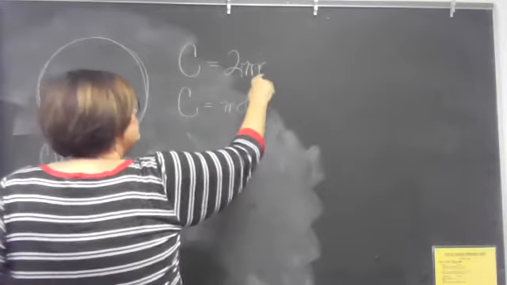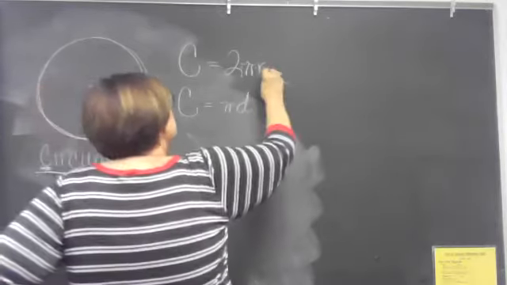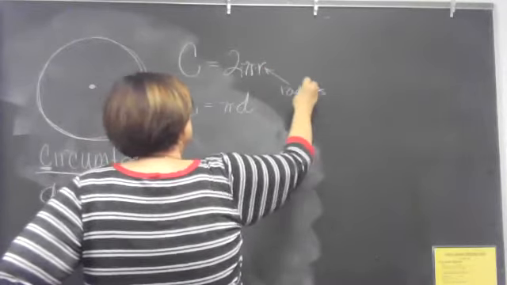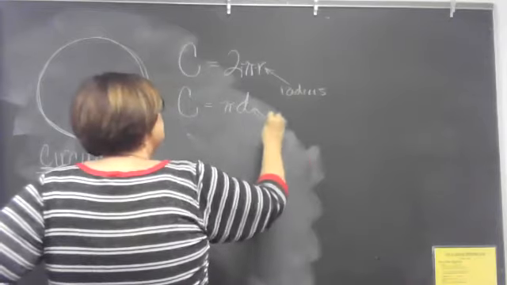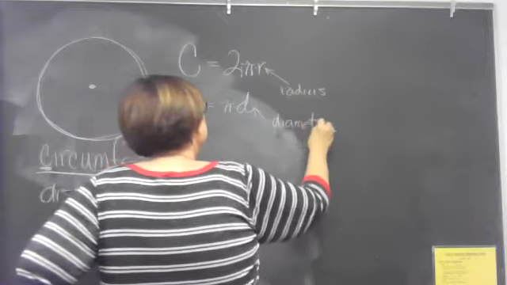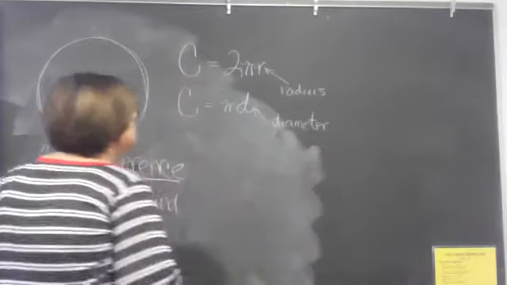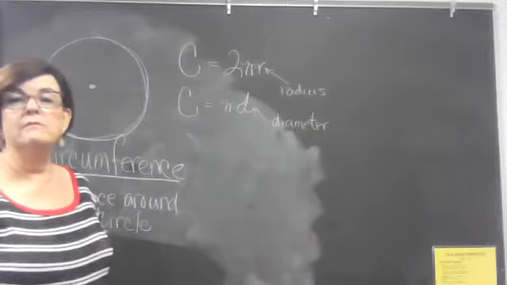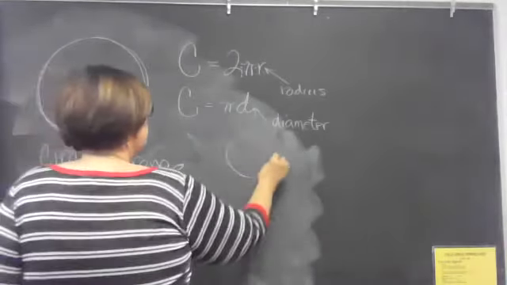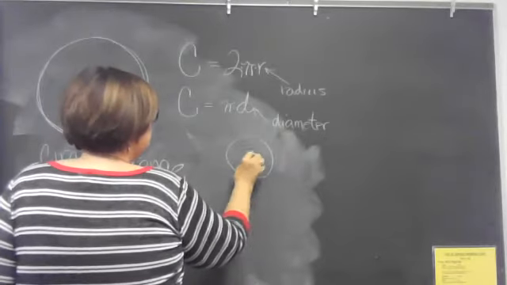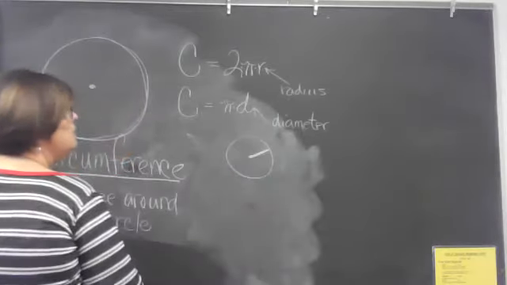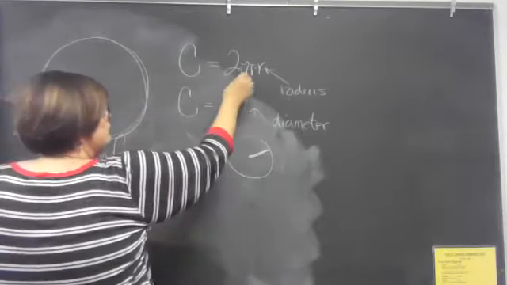Now, r stands for radius. And d stands for diameter. And if you remember, I want you to look at this. Radius, I told you, was just this. This is the radius. So they gave you this for convenience.